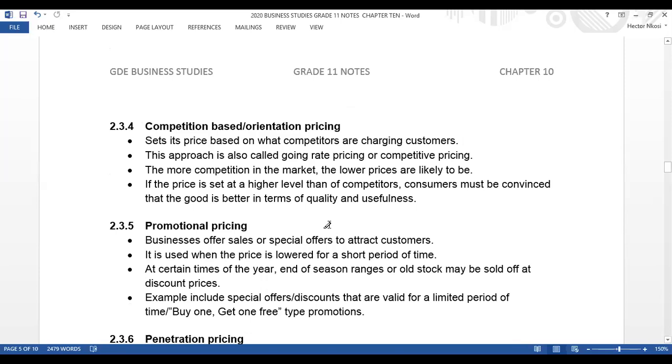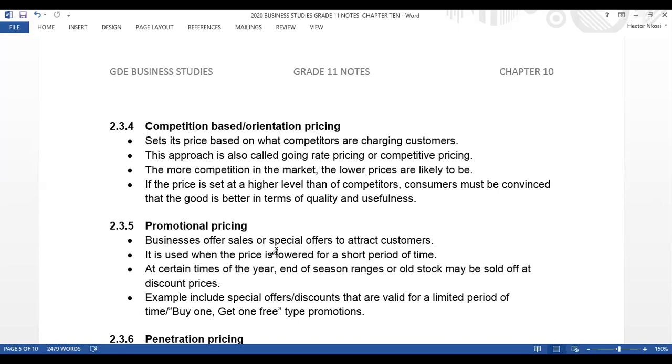We know that businesses offer sales or special offers to attract customers. It is used when the price is lowered for a short period of time. That's your promotional pricing. Let's say we have just opened a store and we want people to become familiar with our store. We're going to use promotional pricing so that people can come to the store and see what it sells and what they have. Right.